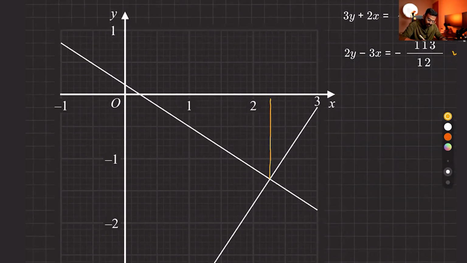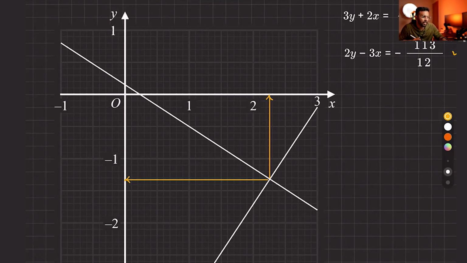I'm just going to go up right there and kind of there. What do you guys think? So the x coordinate, someone said 2.5. No, no, no. I want you guys to look at it. 2.5 would be here. This is 2.5. So do you guys think that would be 2.25 or 2.3?